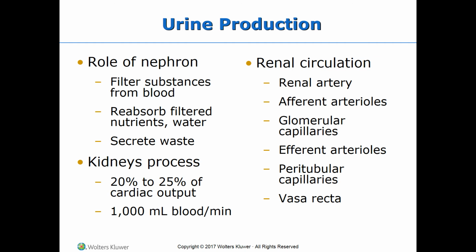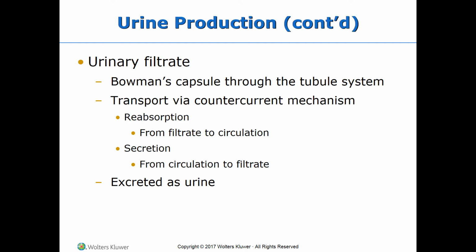So the kidneys are very important. And then the kidneys will receive this blood supply through the renal artery, which will reach these afferent arterioles, which will bring the blood into the glomerulus, and then the blood from the glomerulus exits into the efferent arterioles. So this is the microcirculation of the kidneys, and then the blood will be returning into the peritubular capillaries and into the vasa recta, which are surrounding the tubules and the loop of Henle.